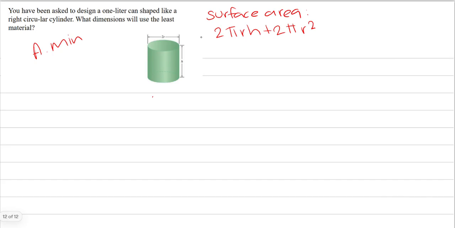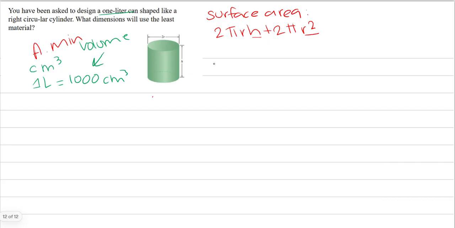Now, one issue I have here is that I have more than one variable. I have h and I have r squared. Now, how am I going to get h in terms of r squared? I'm going to look at my given here. I'm given 1 liter. Now, whenever we solve, we never use liters. We always use centimeter cubed. And 1 liter is always equal to 1000 centimeter cubed. And this, like we know, is volume, right? So this is a volume.